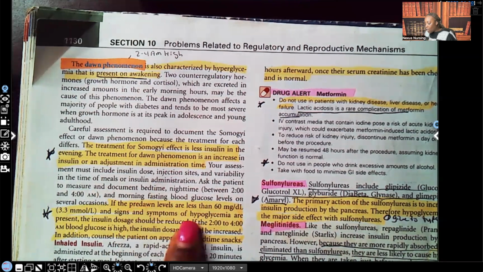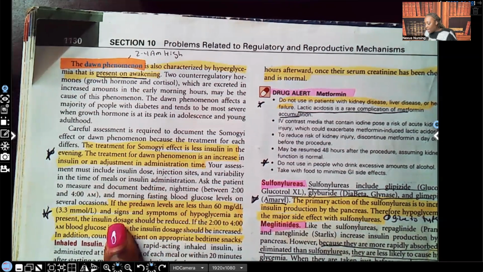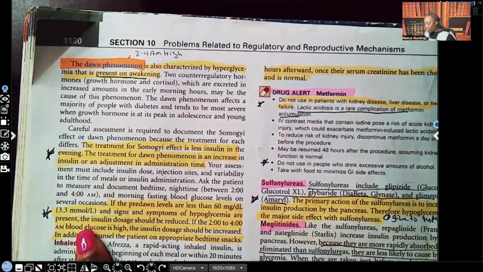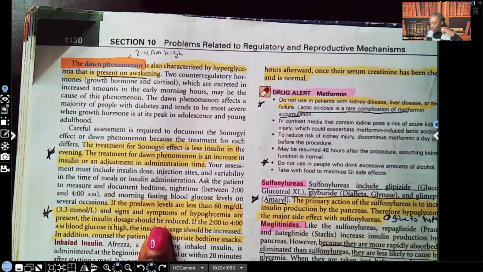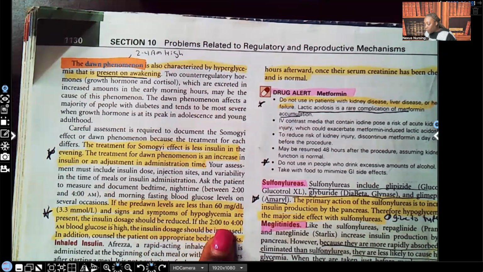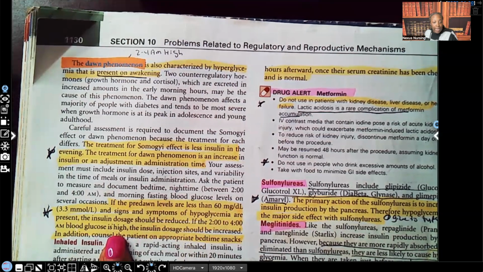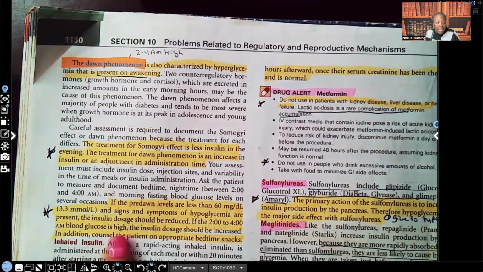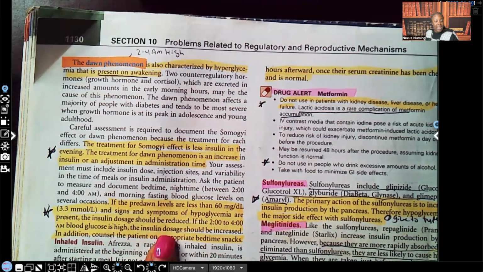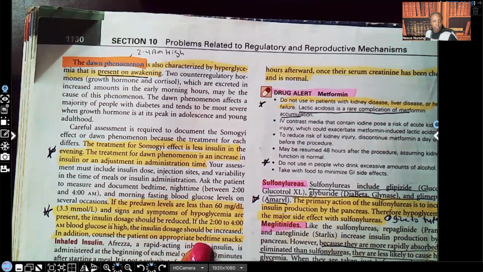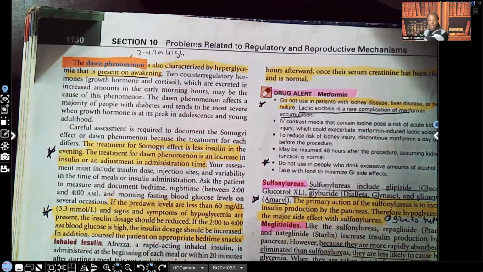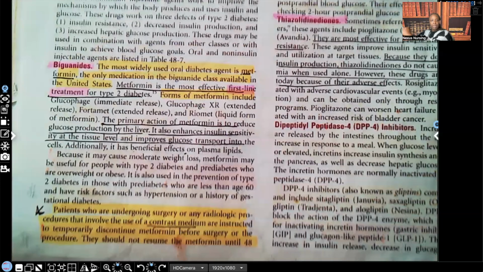If pre-dawn levels are less than 60 and signs and symptoms of hypoglycemia are present, the insulin should be reduced. What are we talking about here? We're talking about that Somogyi, remember? If the 2 to 4 a.m. blood glucose is high, the insulin dosage should be increased. That is our Dawn phenomenon. In addition, you're going to counsel the patient on appropriate bedtime snacks so that their blood sugar does not drop too low. All right, let's get into oral hypoglycemic agents.